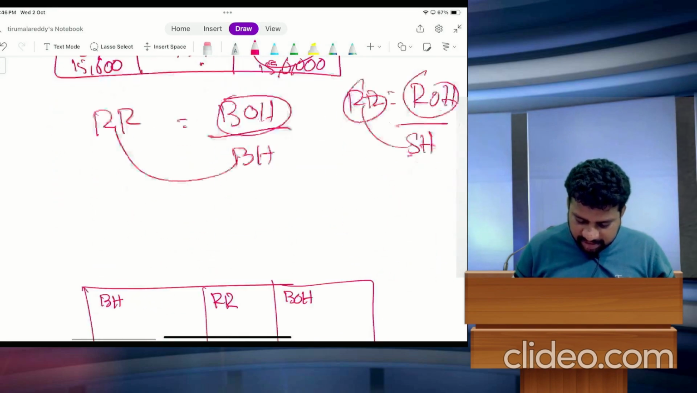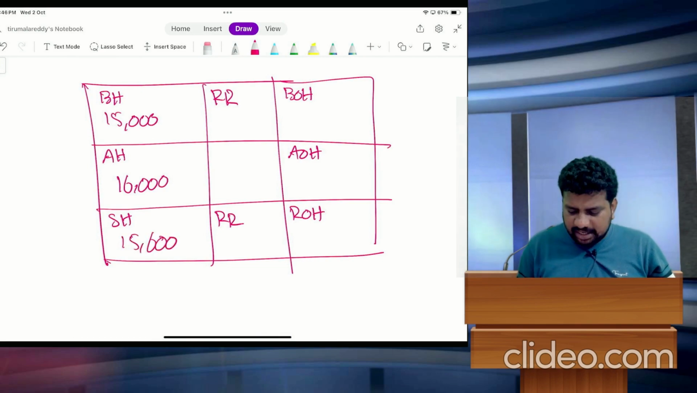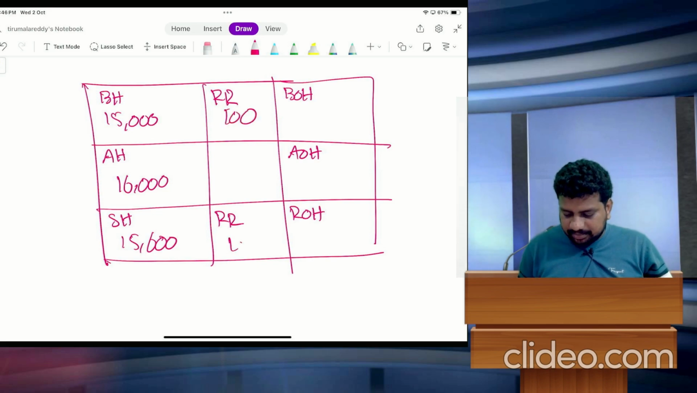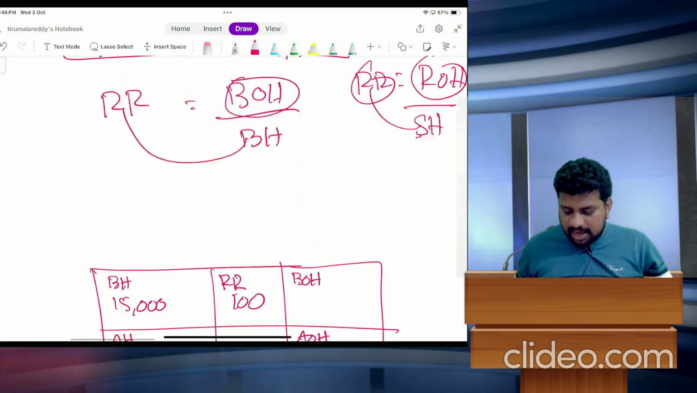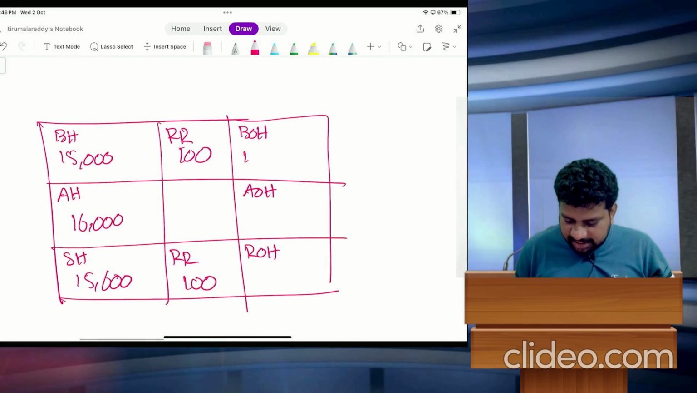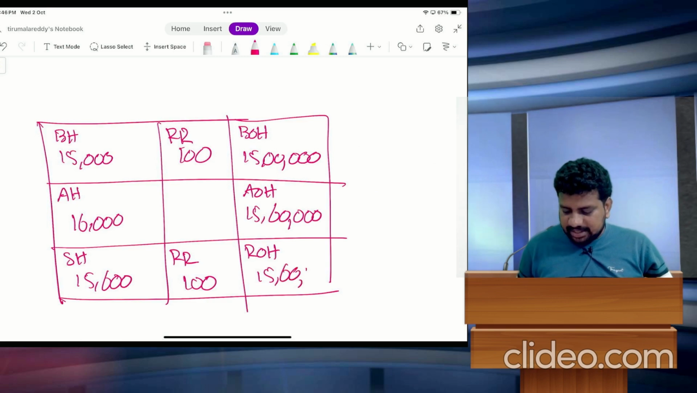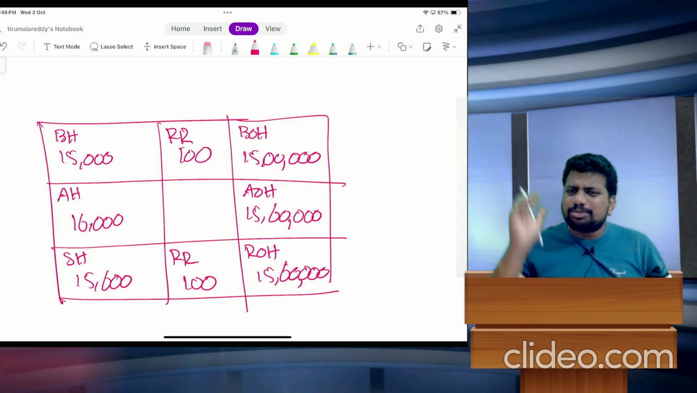So 15,000, 16,000, 15,600, 10,000, 16,000, 15,600. We got RR as 100. Here also 100. And then BOH we got 15 lakhs, AOH 15,60,000, ROH 15,60,000. This is 15 lakhs. This is 15 lakh 60,000. Okay, once the entire data is done, the problem is almost done.